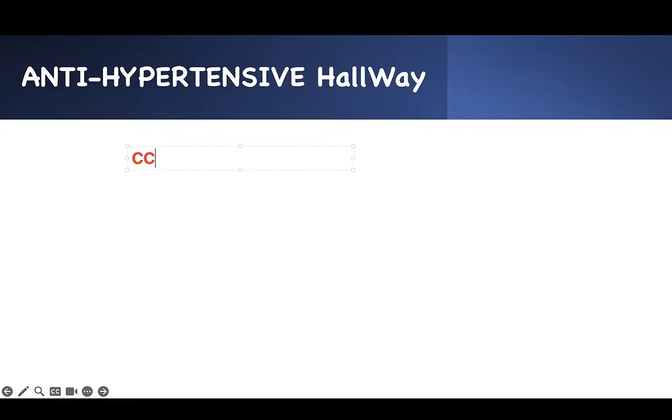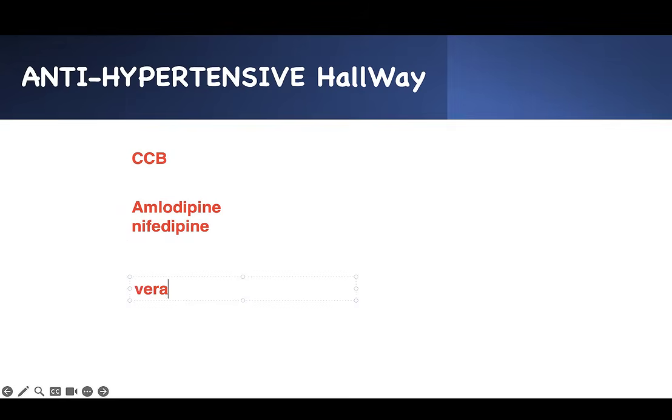Now, calcium channel blockers. There's a bunch of them, but these are the ones I want you to know. The dipines are very important. If you don't know at all, these are the most common ones the NCLEX will ask you. Nifedipine. If they want you to think very fast and trap you, they will give you what?